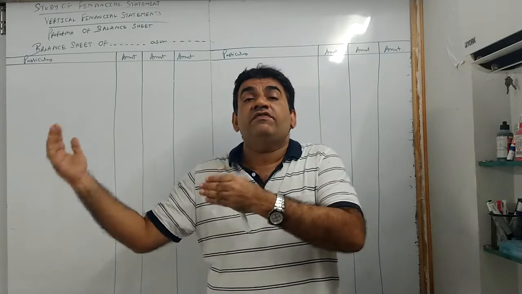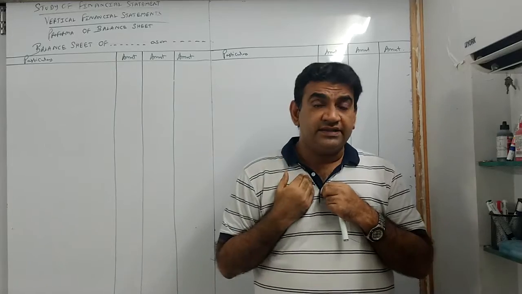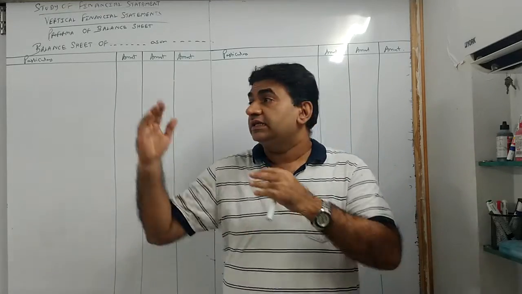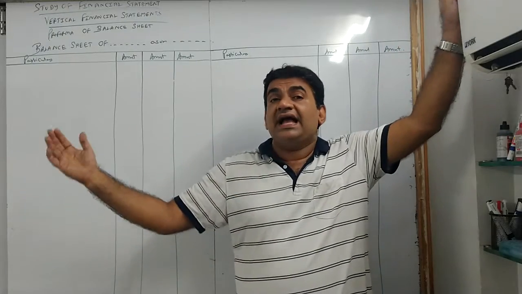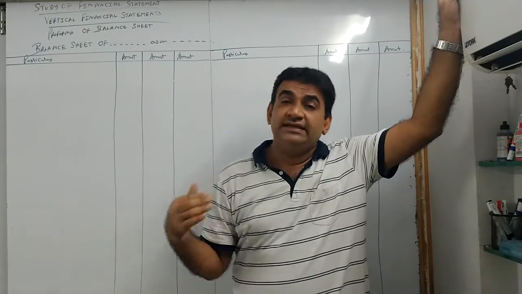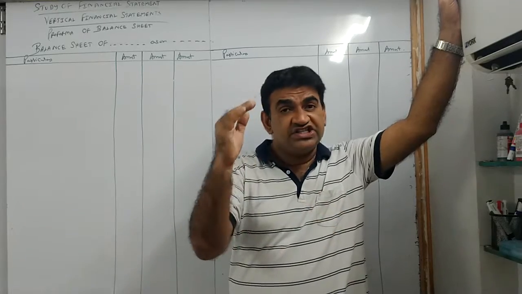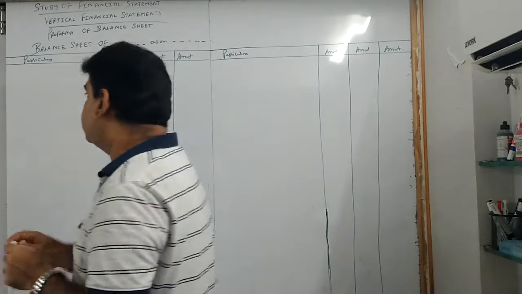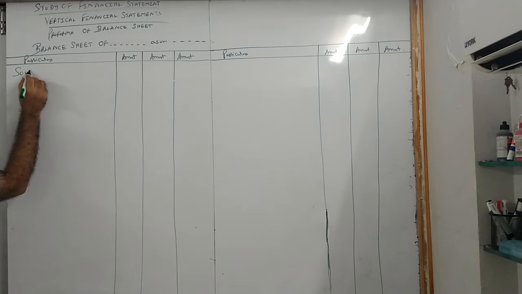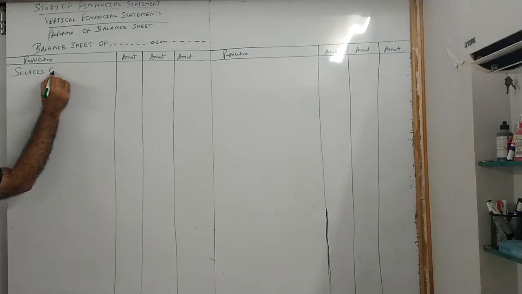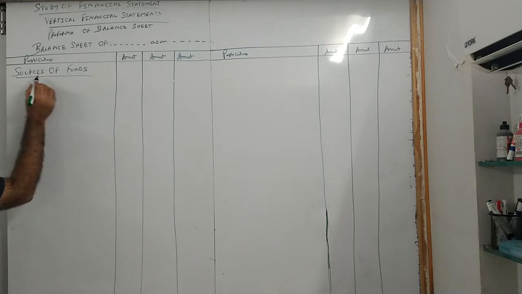Sources means from where you are getting money, and application means the money what you have got, where you have put it. First, it has to start with sources. Okay? So your main heading will be, in capital block letters, sources of funds. Okay?